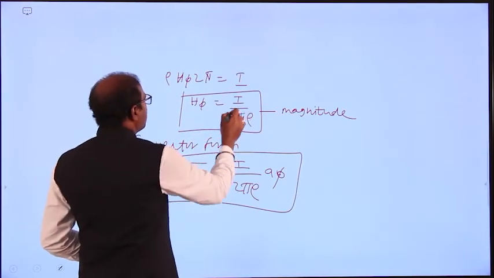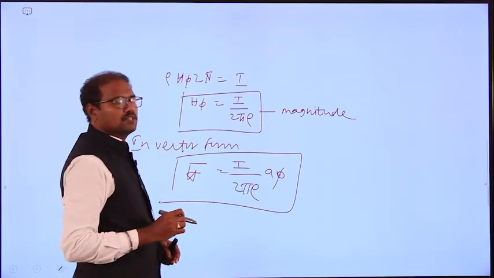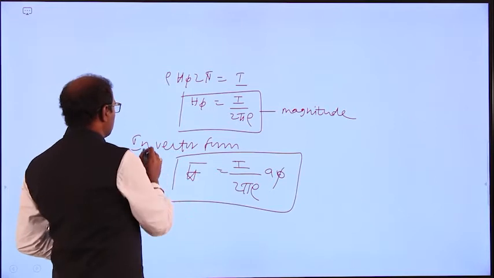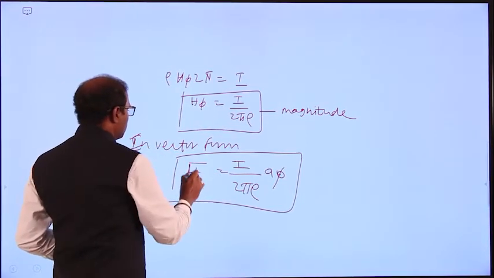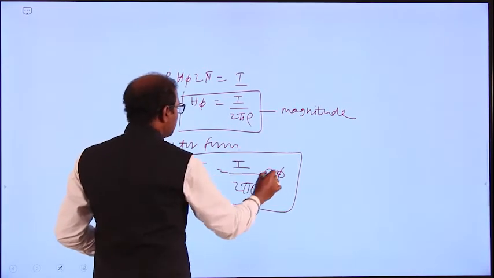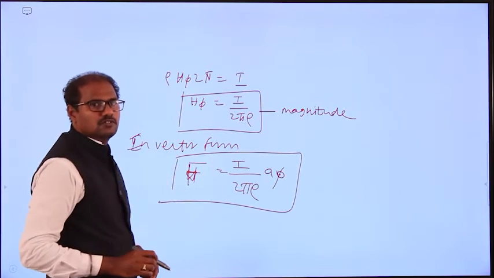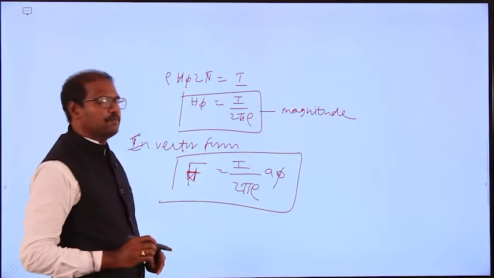Now H is equal to I by 2 pi rho, in terms of magnitude. In vector form, H vector equals I by 2 pi rho into a phi vector, where H is the magnetic intensity. So we got the magnetic intensity at point P.